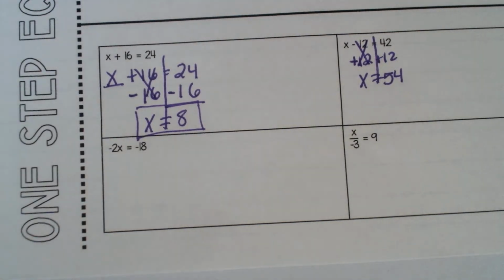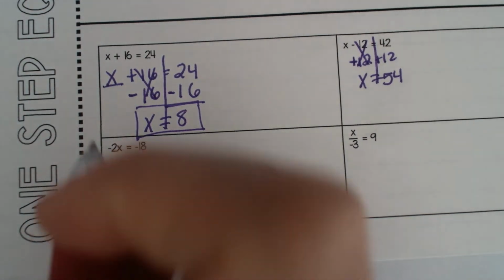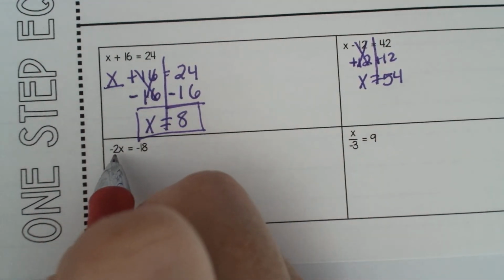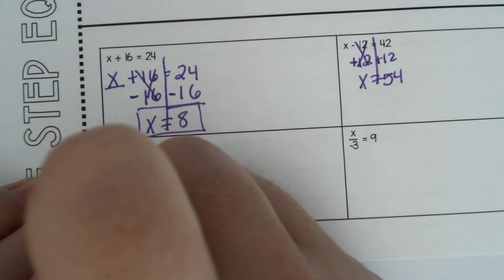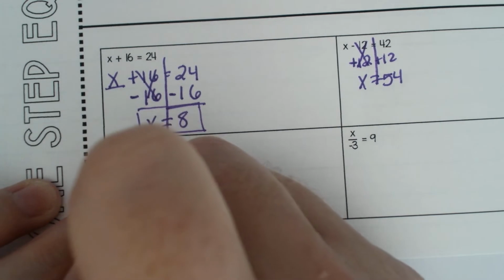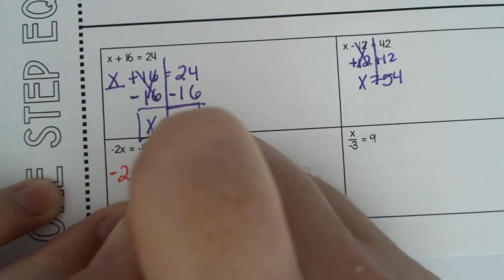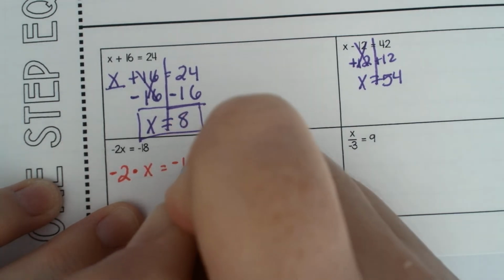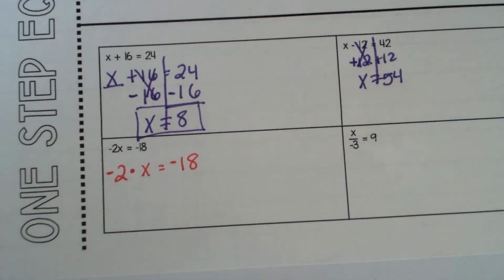Okay, now we have negative 2x equals negative 18. So this one seems like it could be a little bit trickier. It's really not, and I'll explain how. We've already learned when you have a number squished up next to a variable, that means the same as 2 times that variable. So we could rewrite this, negative 2 times x equals negative 18. And I would recommend that you rewrite it like that. It will help your brain keep it organized.